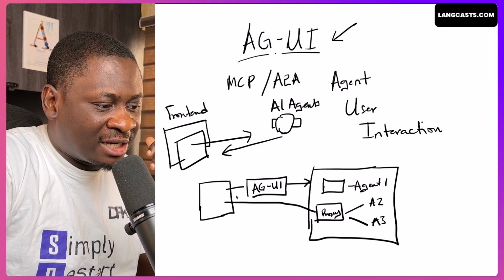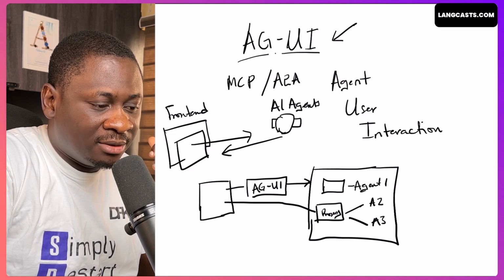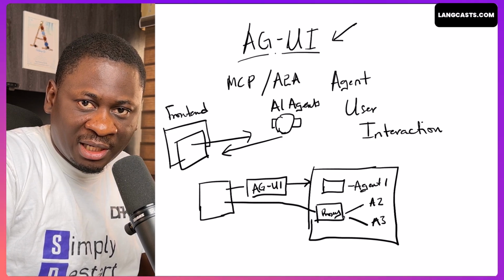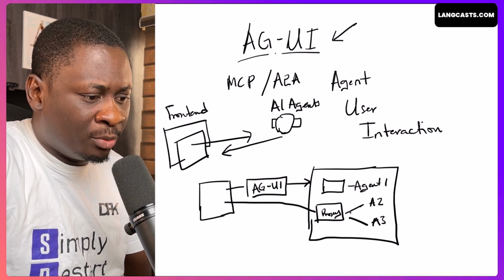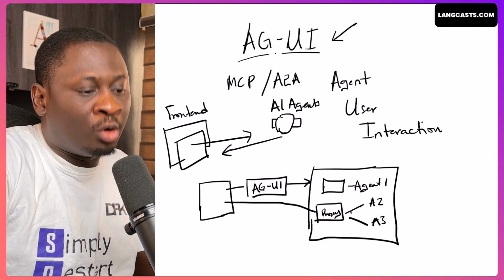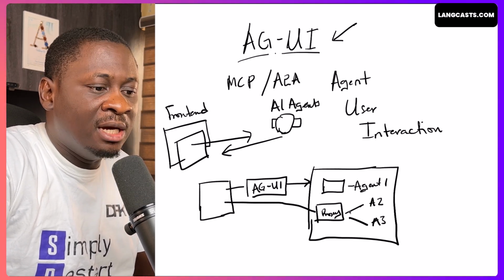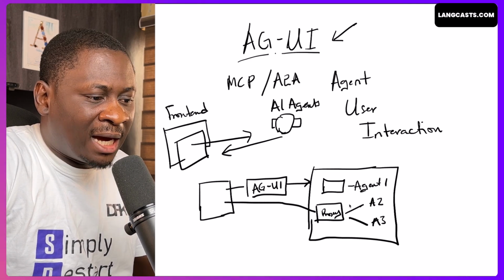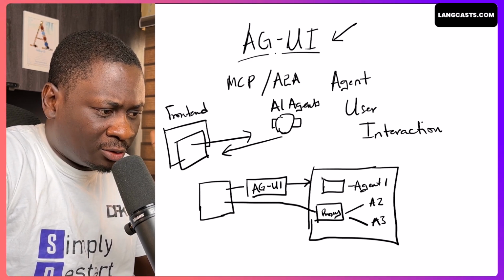So you can do a direct communication with AGUI, or you can do a proxy relayed communication that can communicate between your front end and multiple agents, like a pool of agents, each performing specific responsibilities. Now, how does all this communication happen?